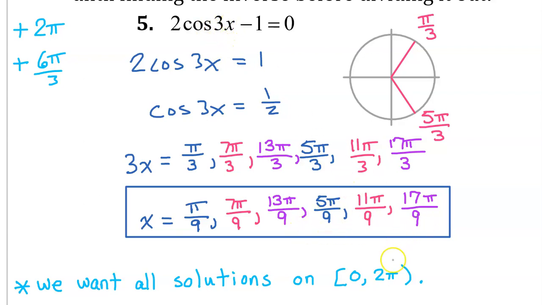But are they all less than 2 pi? Yes, they are, and we can tell because 2 pi is the same thing as 18 pi over 9. Notice that all of these values are less than 18 pi over 9, so they are all less than 2 pi.